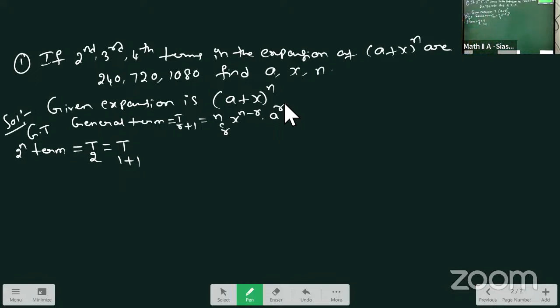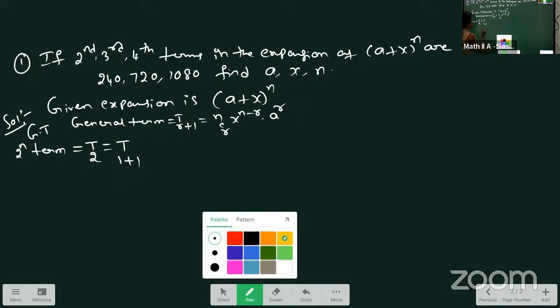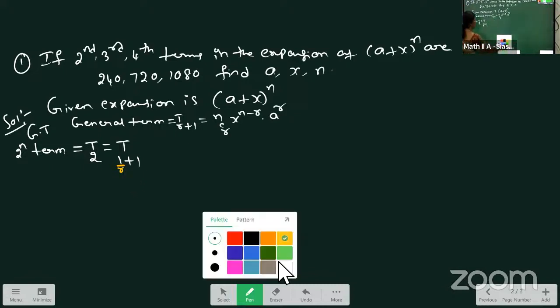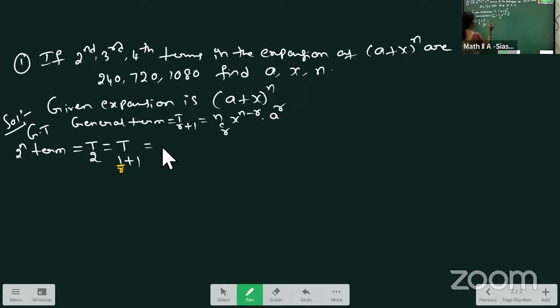By applying that, for the second term, T2 means T(1+1). Here this 1 is called r. Substitute this in the expansion: it is equal to nC1. R means 1. In the question, x is nothing but a, so a to the power n minus 1, and a means x, so x to the power r is x to the power 1. Take it as equation 1.